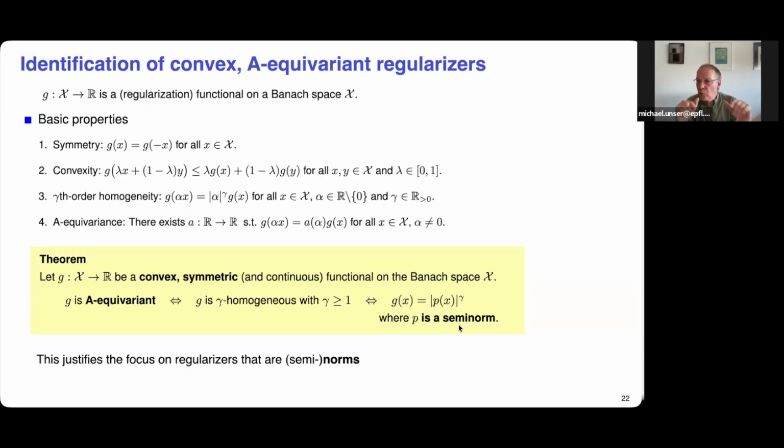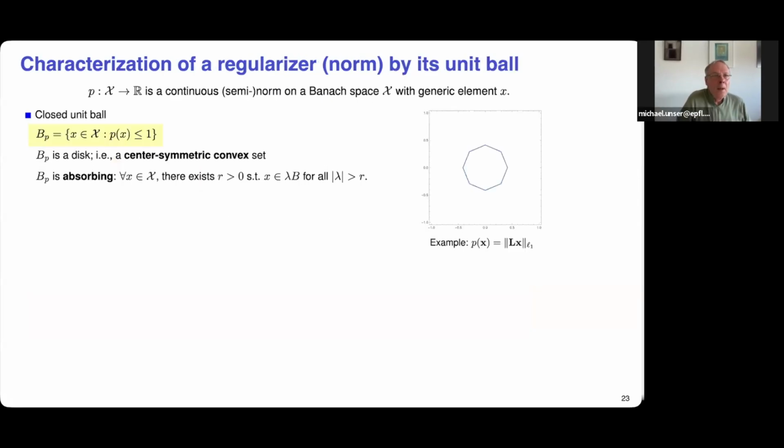And now if we want to be completely safe, because we may have problems with semi-norms because they have a null space, the regularizer should be a power of a norm. I didn't tell you which one. Actually, that's what we're going to learn. Now, how can you characterize regularizers that are arbitrary norms? That's essentially what I want to do in what follows.